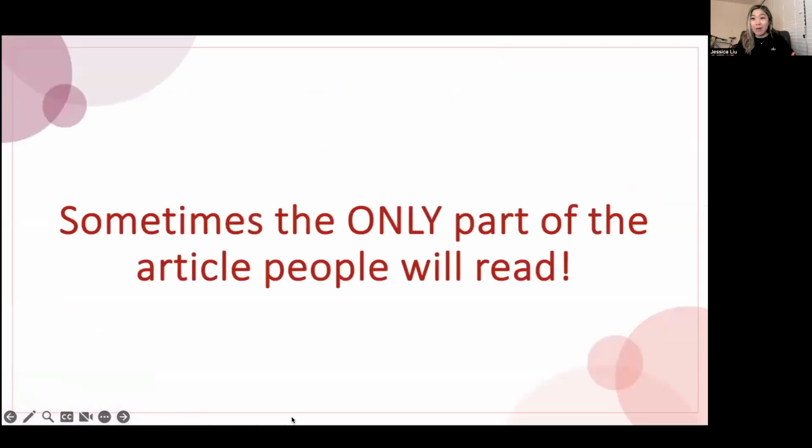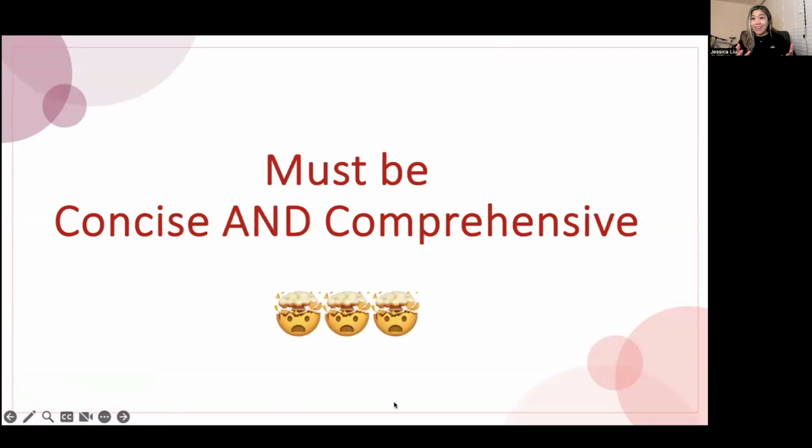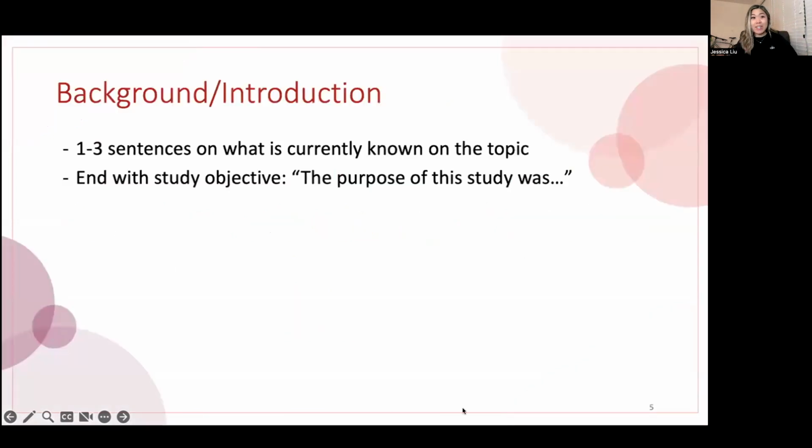Why is the structured abstract so important? Sometimes, if this is for a research paper, this is the only part of the article that people will read. So that's why there's a lot of importance placed on writing a very concise but detailed abstract. So again, these abstracts have to be concise and fit into that pretty tight word limit while also being comprehensive and representing the entire article. So I'll walk through now each section by section.